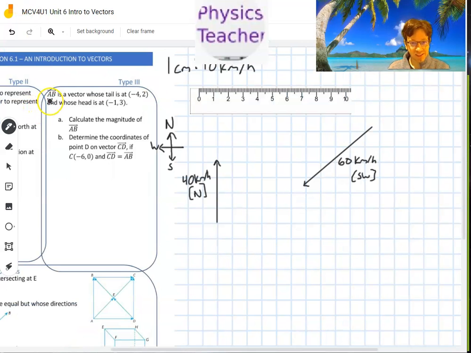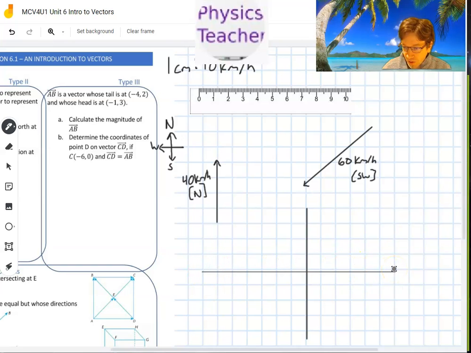So the last example says we have a vector AB, and it's a vector whose tail is at -4 and 2. So let's draw a coordinate system here. Here and here. And let's say each division on this grid is just 1. So -4 and 2 would put us 1, 2, 3, 4, and 2 up here. So there's -4 and 2. There's our point, -4 and 2.